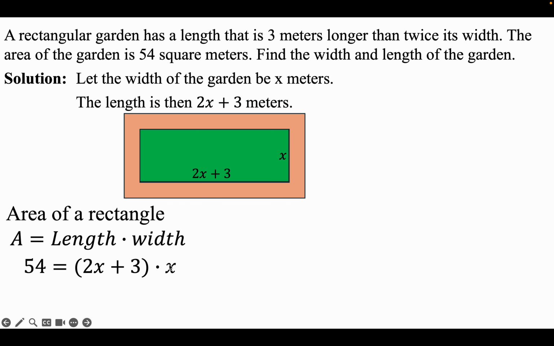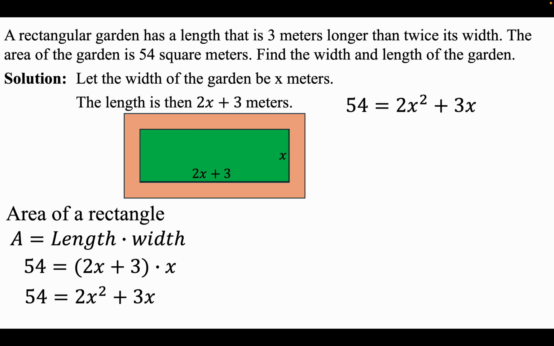Now we can distribute this x to what's inside the parentheses to get the following equation. Let's move that equation over here. Now, what we have is a quadratic equation. So we're going to make the left-hand side equal to 0 by subtracting that 54 over.